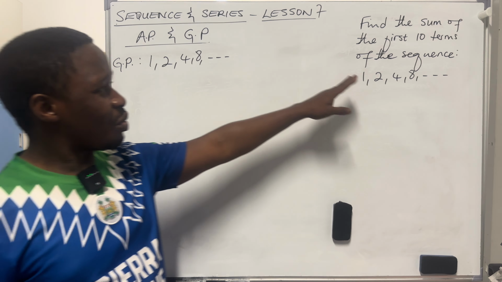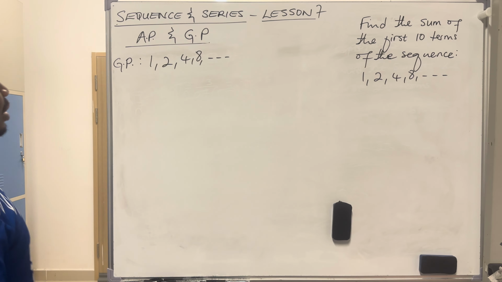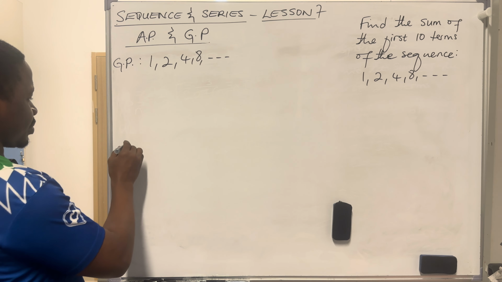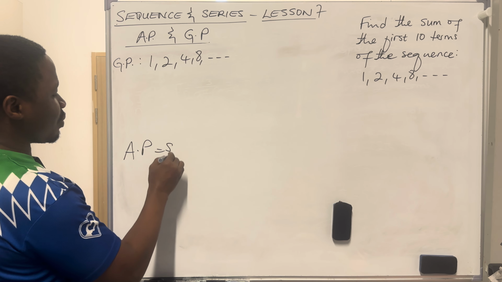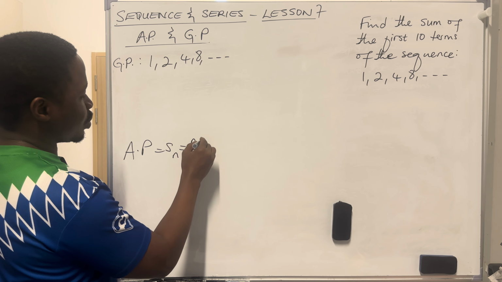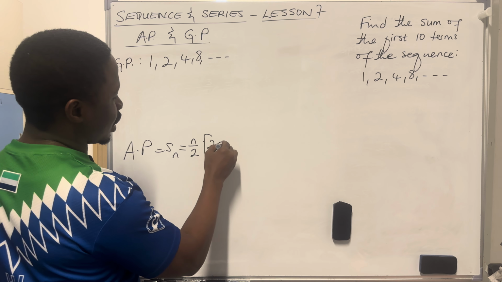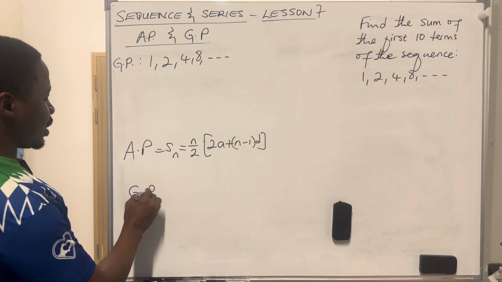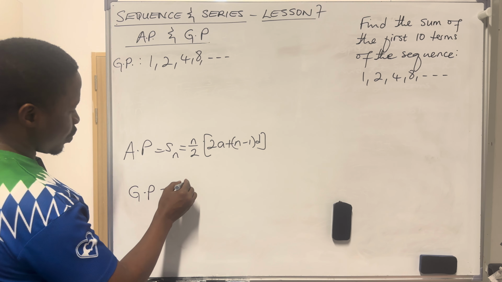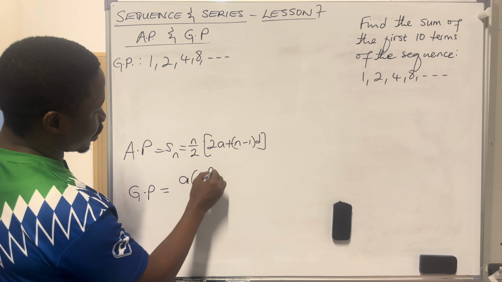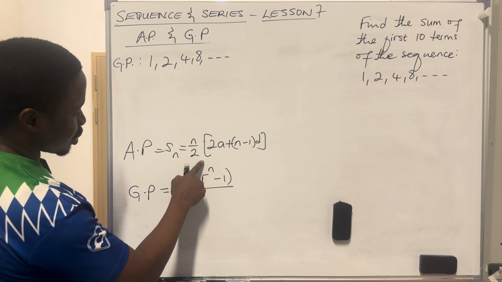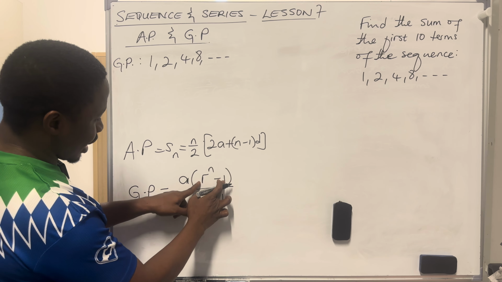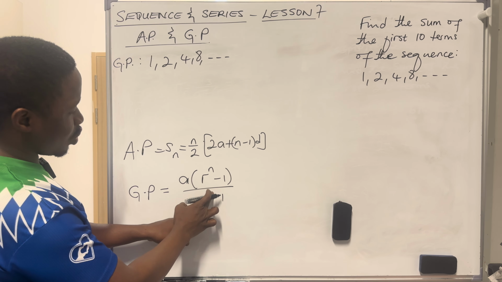So we want to find the sum of the first terms. But for GP, it is unlike the AP. For AP, the sum of the first n terms is n over 2 multiplied by 2a plus n minus 1 multiplied by d. But for GP, we have 2 formulas. We have a into r to the n minus 1 over r minus 1. The only difference is the order.